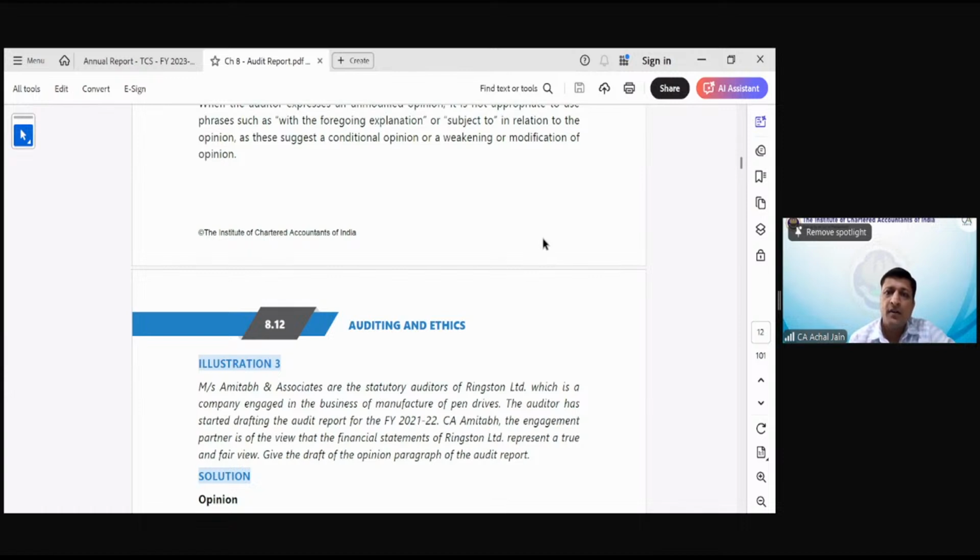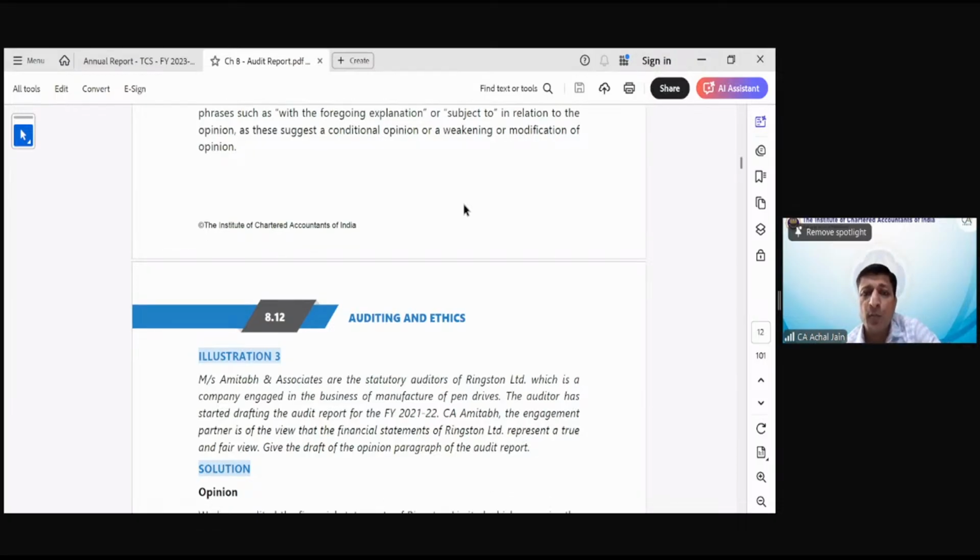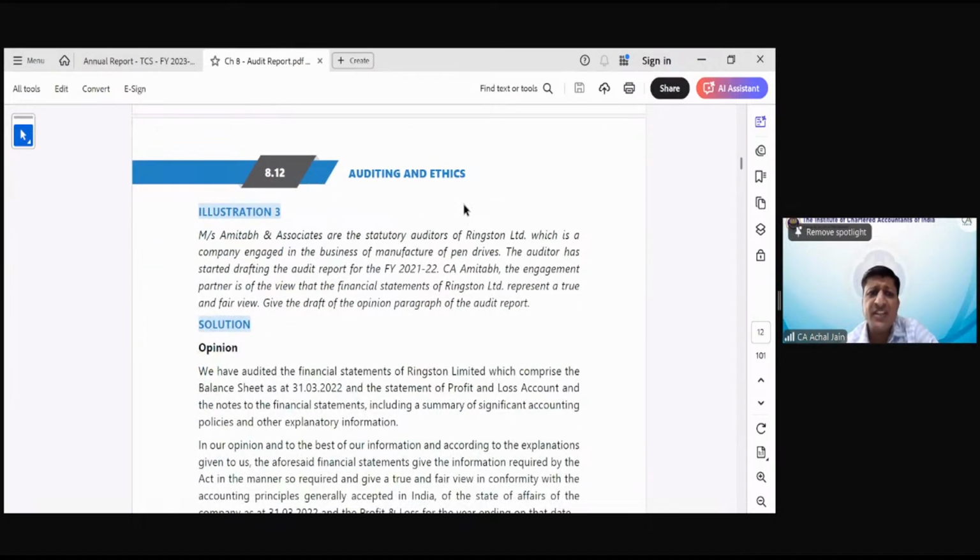Okay, so now in this case, the first para is the one wherein the auditor will talk about the audit. Yes or no? That we have audited the financial statements of the company comprising different components. So in this case, the auditor will write, we have audited the financial statements of Ringston Limited, which comprise the balance sheet, statement of profit and loss account, cash flow statement, and the notes to accounts and other explanatory information.